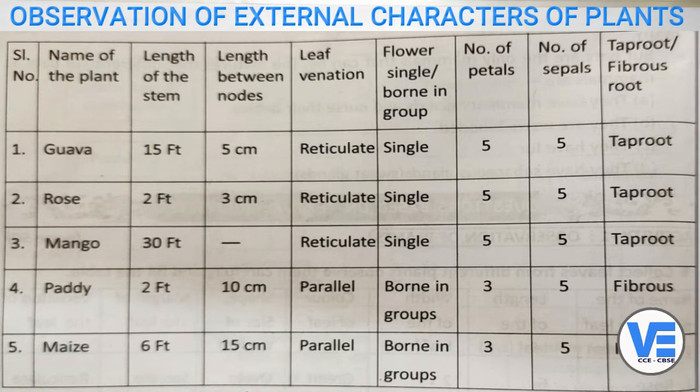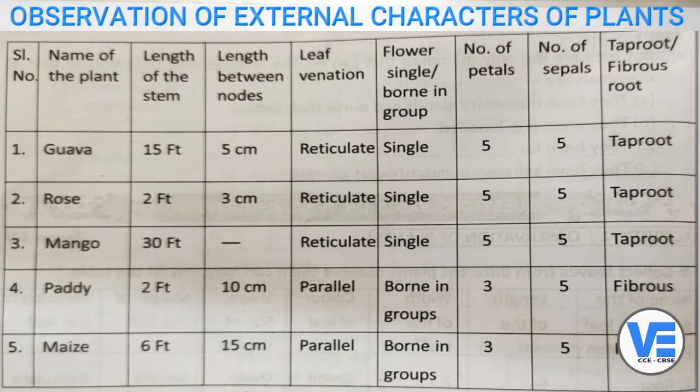Now you can see the stem, right? The stem of the guava plant is around 15 feet. The rose stem is just 2 feet. Mango is 30 feet. Paddy is 2 feet. Maize is 6 feet. That means you can see a lot of variation in the length of the stem, isn't it? So 15, 2, 30, 2, 6, right? A lot of variation in the stem.